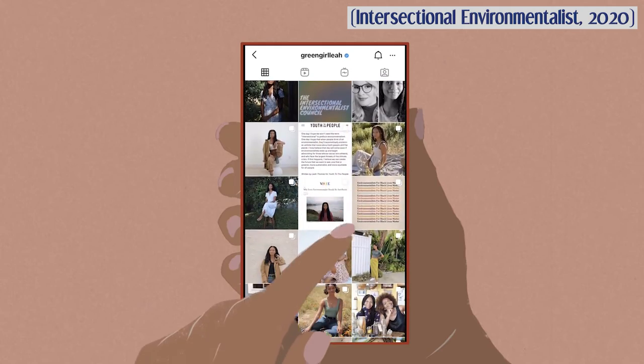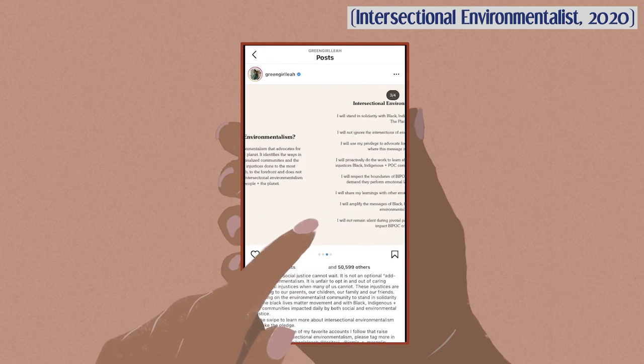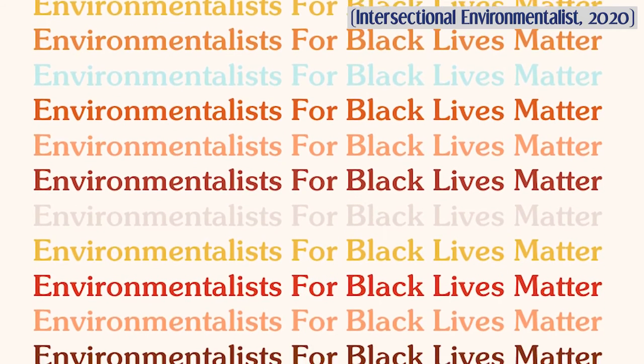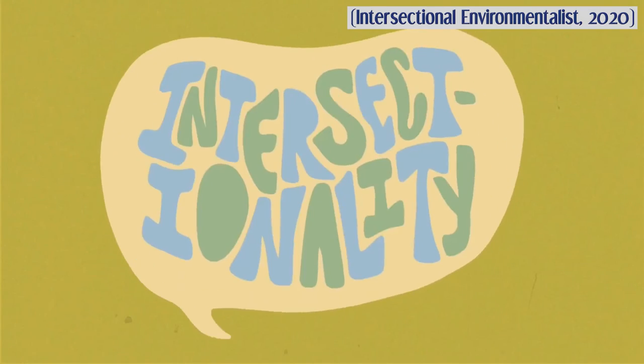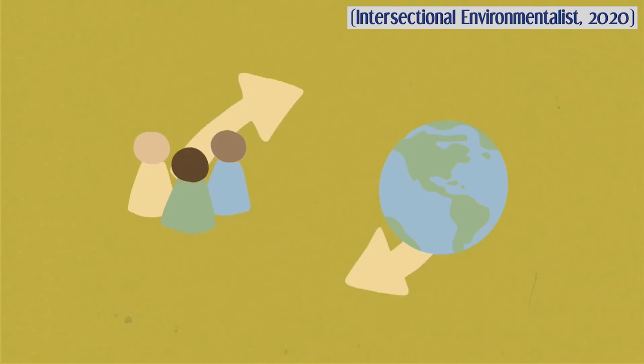Leah Thomas, founder of Intersectional Environmentalists, called on the environmental community to make a pledge to Black lives and commit to a journey of intersectional advocacy, a community where intersectionality plays an important role to advocate for both the people and the planet.